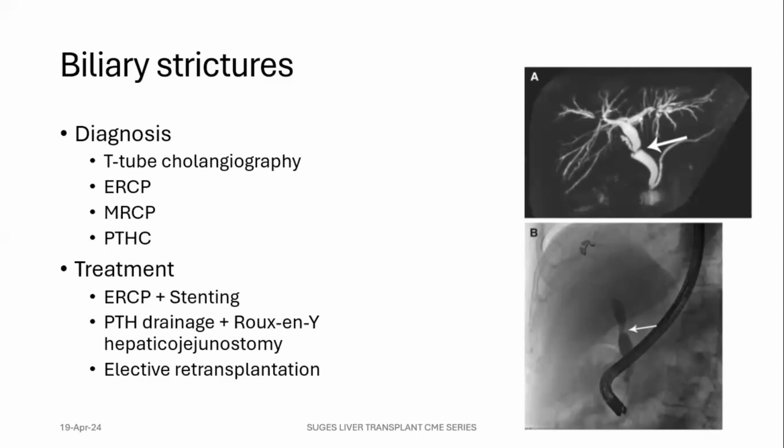and then a Roux-en-Y hepaticojejunostomy can be done as open surgery. Or you can end up having to do elective retransplantation. But most times the first two treatments, especially ERCP and stenting, are good for those, especially for anastomotic strictures. For non-anastomotic strictures, you may find yourself having to do a PTH drainage.